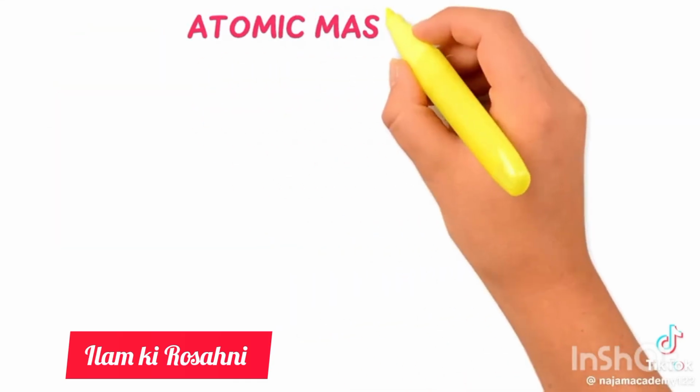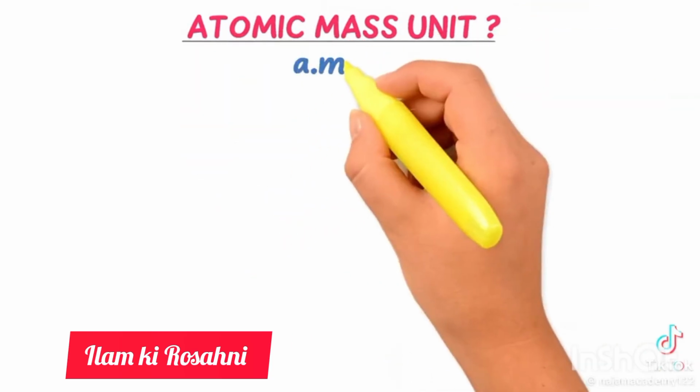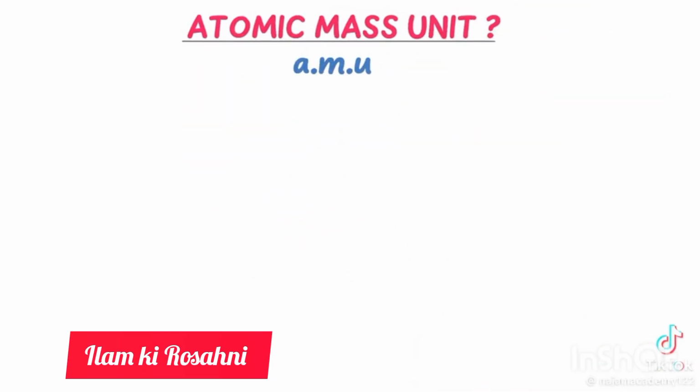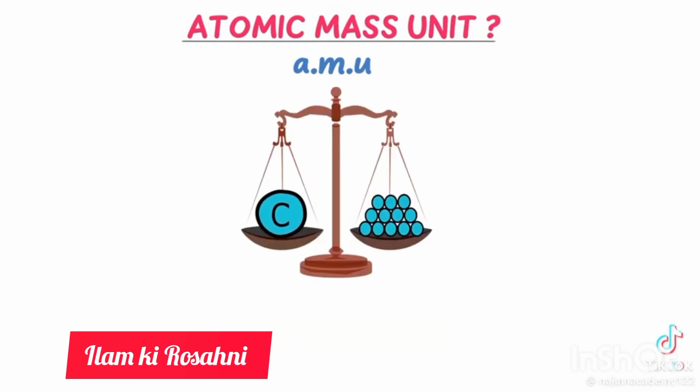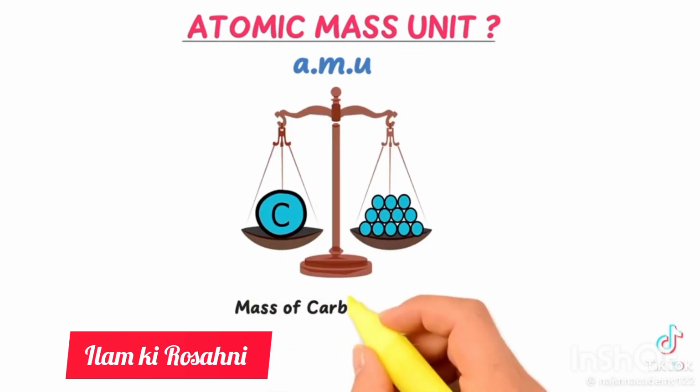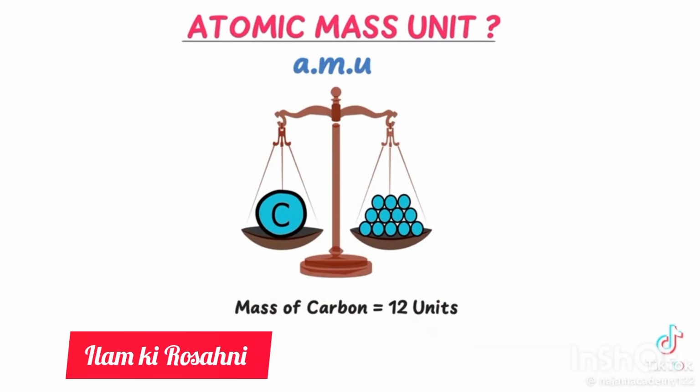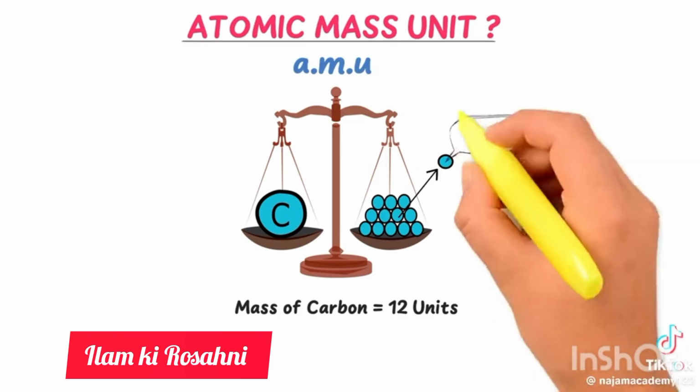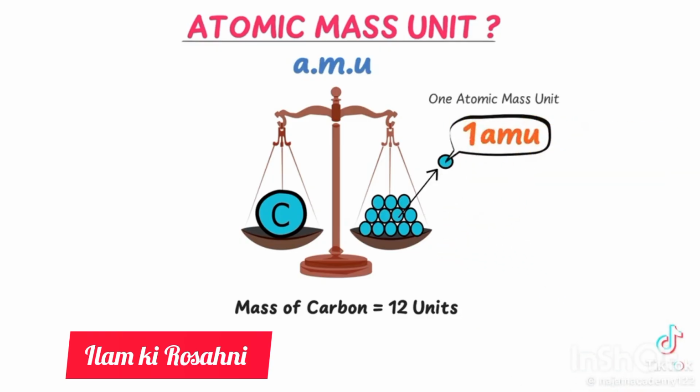Now, what is atomic mass unit or AMU? Well, again consider the previous example. We have learned that the mass of a single carbon atom is equal to its 12 units. You can say that we have divided the mass of a single carbon atom into 12 equal parts. Now, if I take only one part or 1 unit of carbon out of these 12 units, we call this single unit of carbon 1 atomic mass unit.